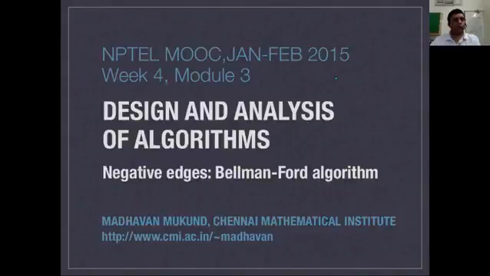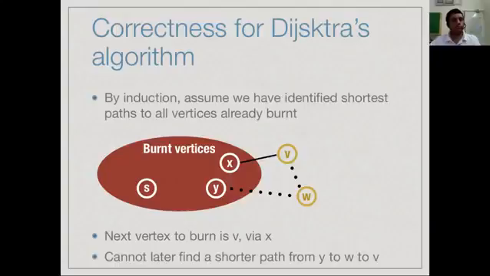So now let's look at shortest paths in graphs where we allow negative edge weights. In particular, let's look at the Bellman-Ford algorithm. So recall that the correctness for Dijkstra's algorithm relied on an invariant property that every vertex that we burn automatically has the shortest path computed at the time when we burn it.